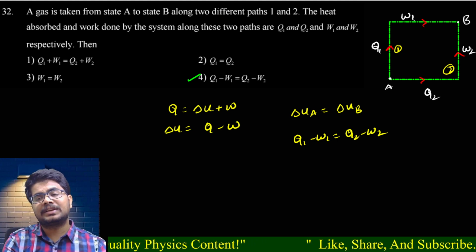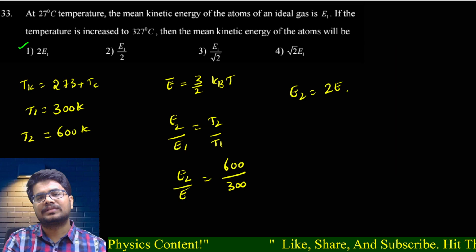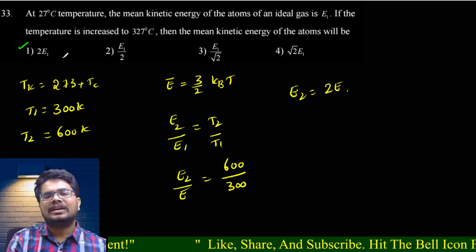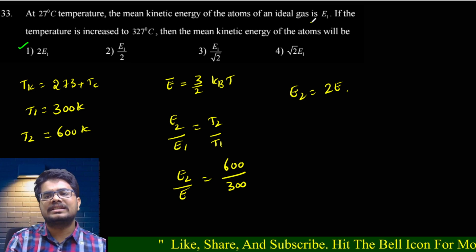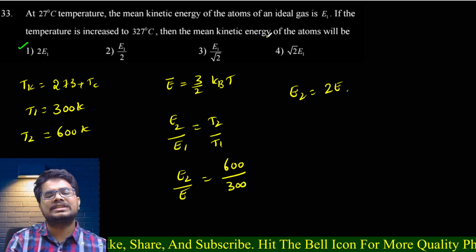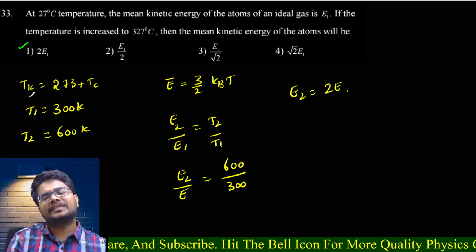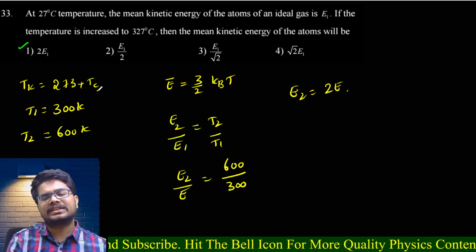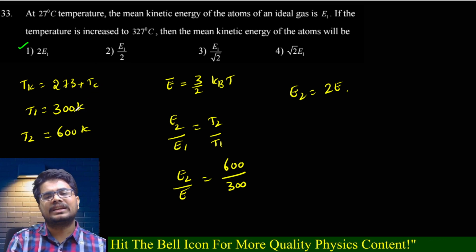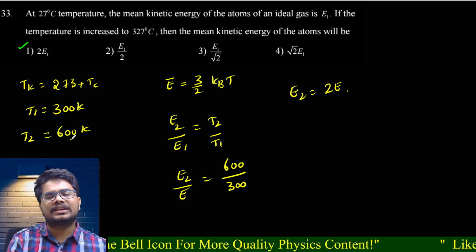Based on this, many questions were asked in NEET and JEE also. Now this question from KTG is asked directly, NCERT level only. At 27 degrees Celsius, the average kinetic energy is E. At 327 degrees Celsius, what is the average kinetic energy? For Kelvin conversion, write 273 plus the Celsius temperature. So 273 plus 27 is 300. Similarly 327 becomes 600.